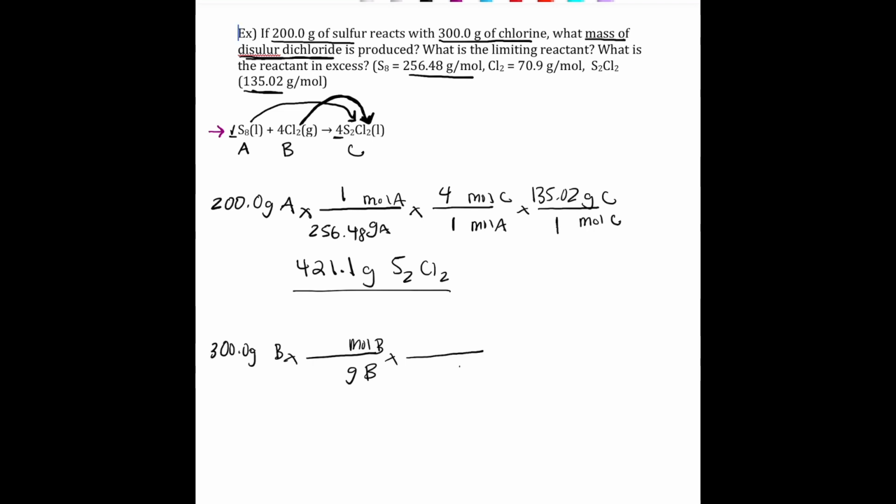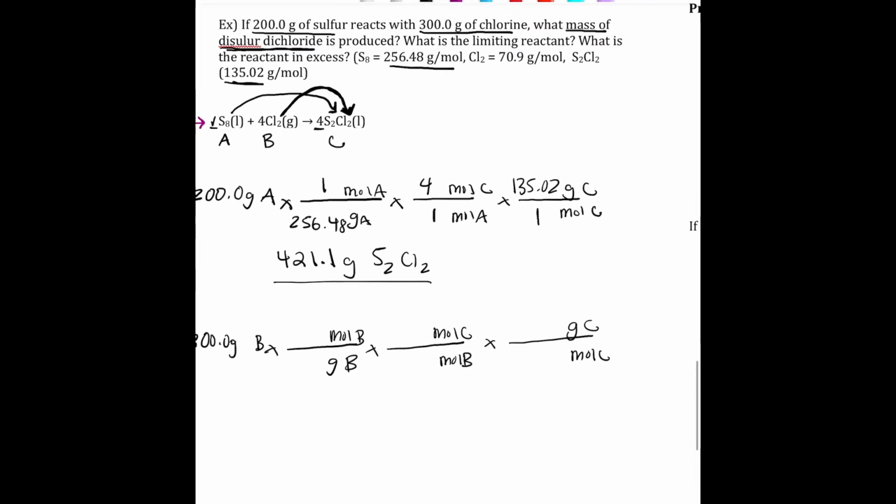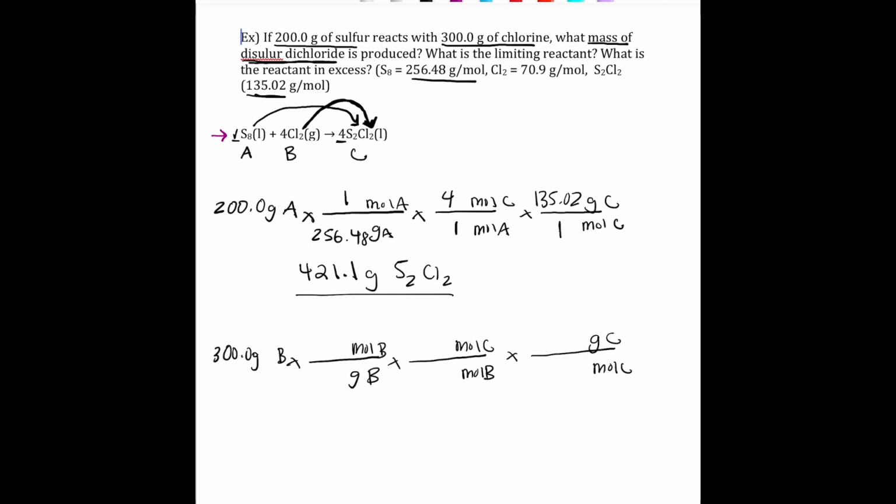Then we have a mole ratio, moles of B on bottom to cancel, moles of C on top. Then molar mass again, moles of C on bottom into grams of C. And we'll put in all the appropriate values.